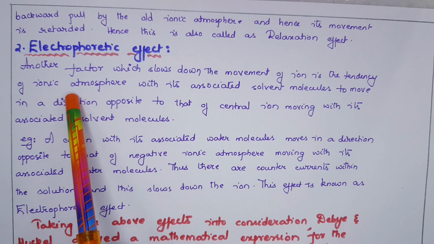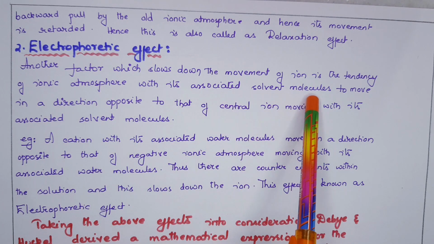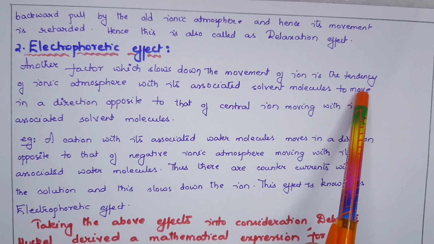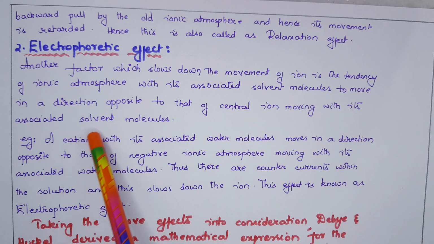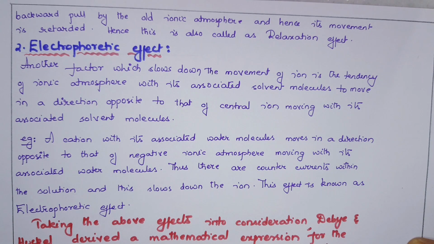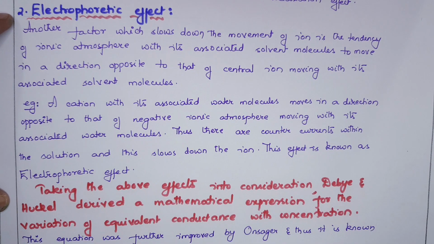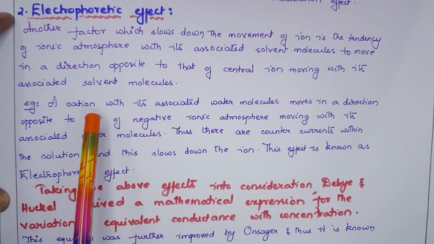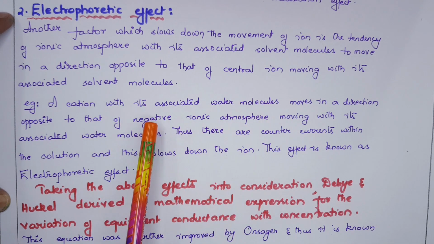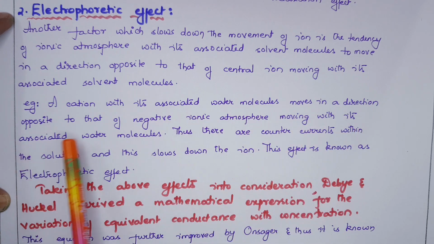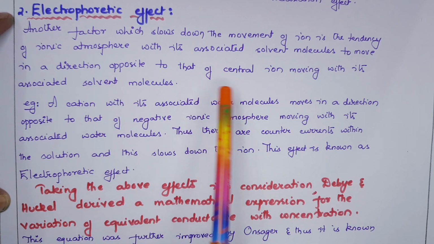Now this ionic atmosphere along with its solvent molecules will be moving towards one direction, and the central ion with its associated solvent molecules will be moving in another direction. For example, a cation with its associated water molecules moves in a direction opposite to that of the negative ionic atmosphere moving with its associated water molecules. So the cation with its associated water molecules, and the negative ionic atmosphere with its associated water molecules, one going towards this side, one this side.